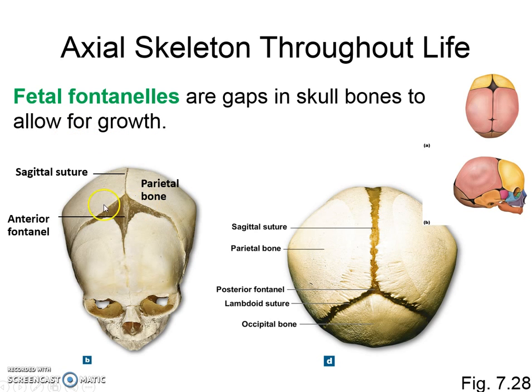So here's a closer view. You have different fontanelles. For instance, right here is an anterior fontanelle. It's in the front part of the skull between the frontal bone and the parietal bone. And then you'll notice even in the back, the sutures aren't completely closed. So this would be the sagittal suture, and this would be the lambdoid suture.